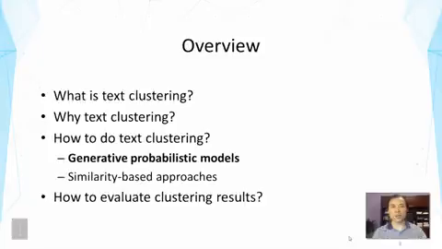So this is the overall plan for covering text clustering. In the previous lecture, we have talked about what is text clustering and why text clustering is interesting. In this lecture, we're going to talk about how to do text clustering. Now, in general, as you see on this slide, there are two kinds of approaches. One is generative probabilistic models, which is the topic of this lecture. And later, we'll also discuss similarity-based approaches.